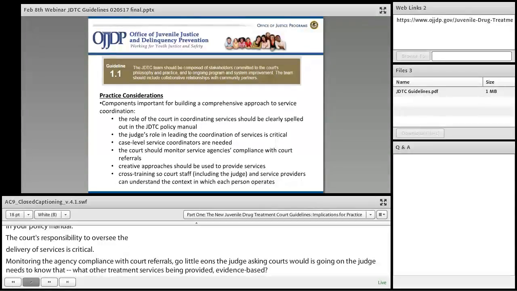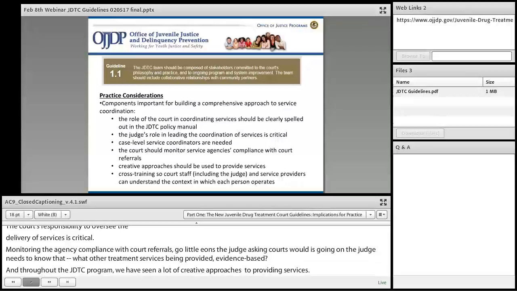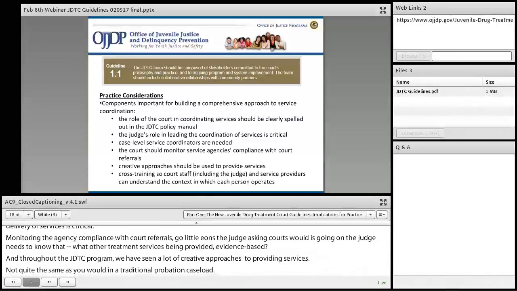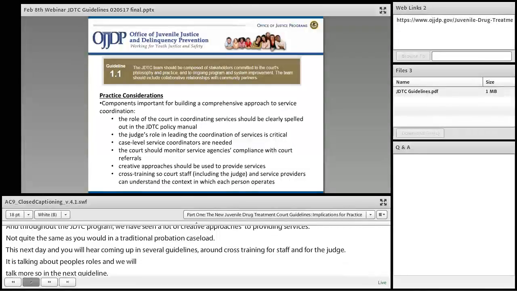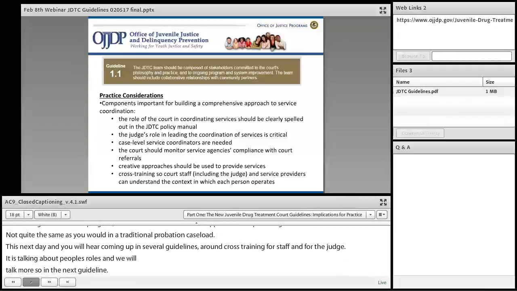This next theme you'll hear coming up in several of the guidelines, and it's around cross-training for staff and for the judge, really talking about people's roles, and we'll talk about this a little bit more in the next guideline, but talking about people's roles so that everyone can understand where each other is coming from, and I'll flesh that out a little bit more in another guideline.